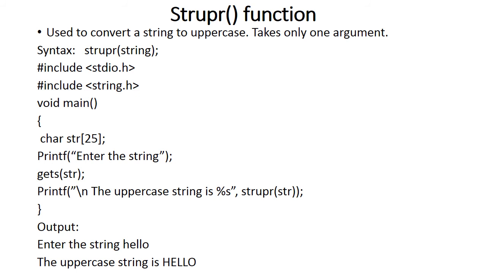Then comes your main, and then we have the character array declared as str of size 25. So we get the input using gets command as gets of str. Then we convert the given string to uppercase using the strupr command, as upper string is strupr, within brackets the given string str is given. So when we run the program, if the input is given as hello, it is converted to uppercase as HELLO in capital letters.